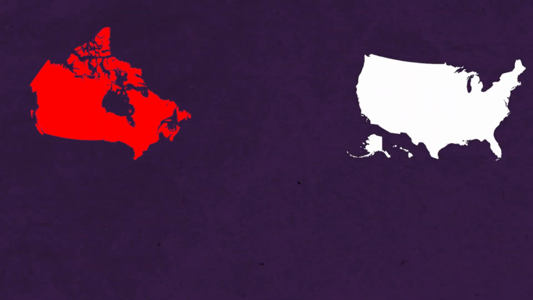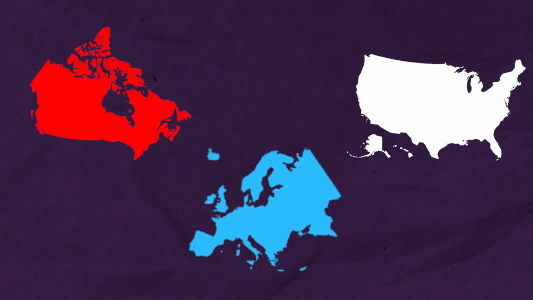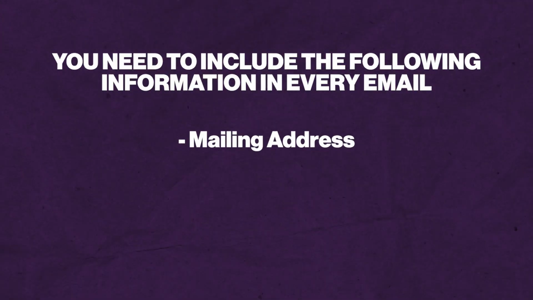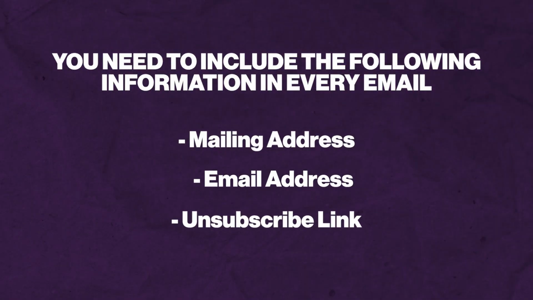First, the boring stuff. If you're in Canada or the US or any country in Europe, you need to include the following information in every single email. You need a mailing address, an email address, and an unsubscribe link. If you do not, it is illegal. I repeat, it is illegal. If you do not have it, that's an issue.